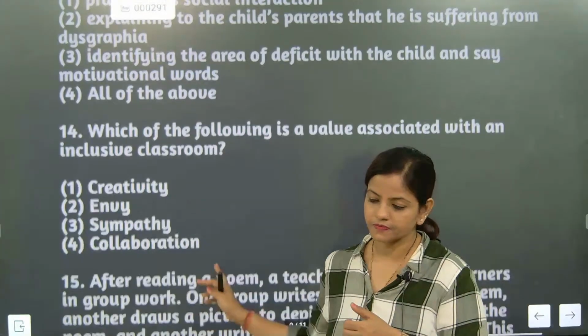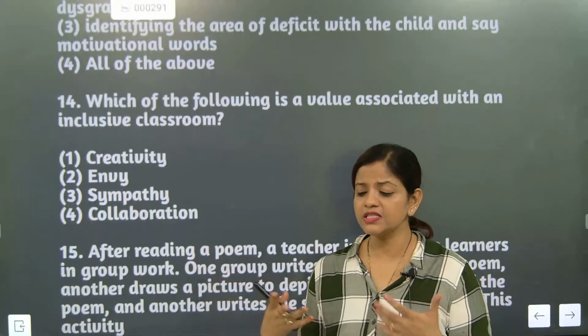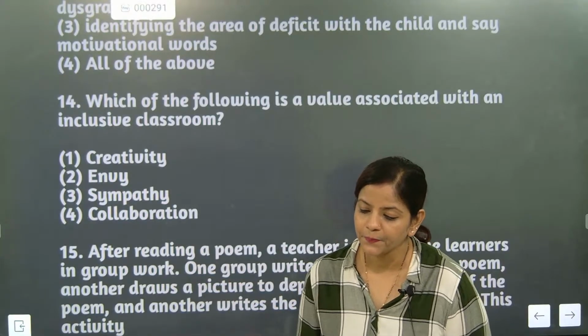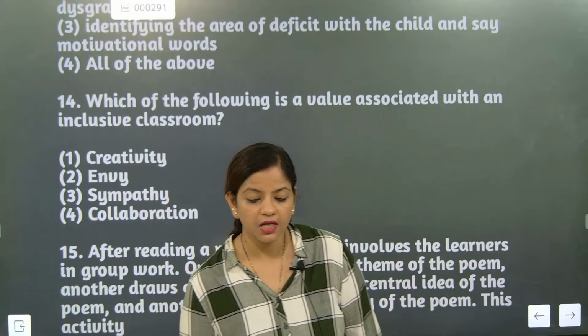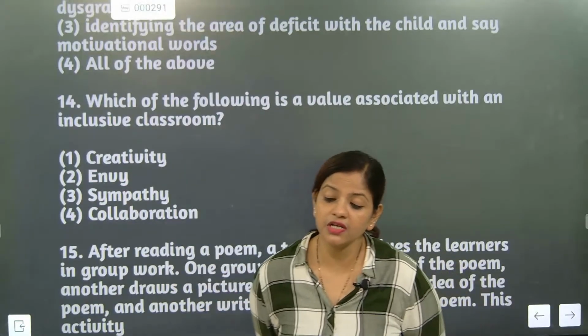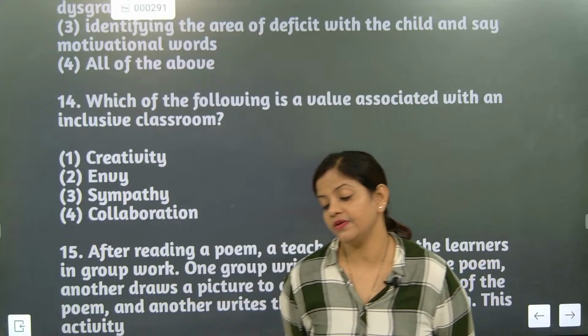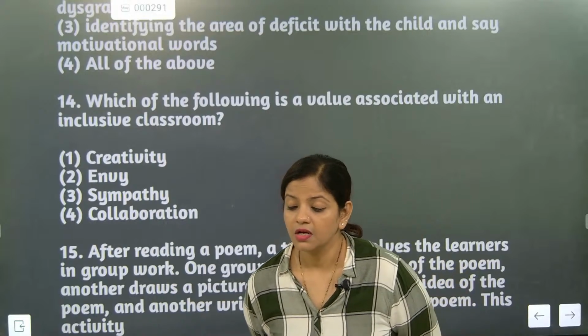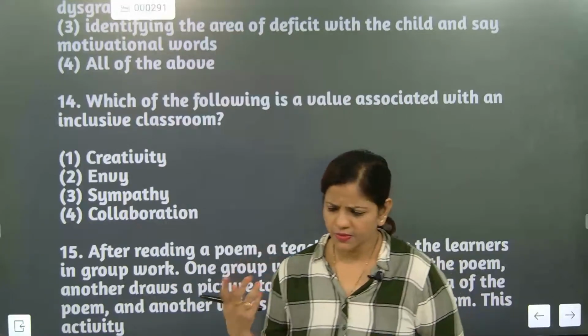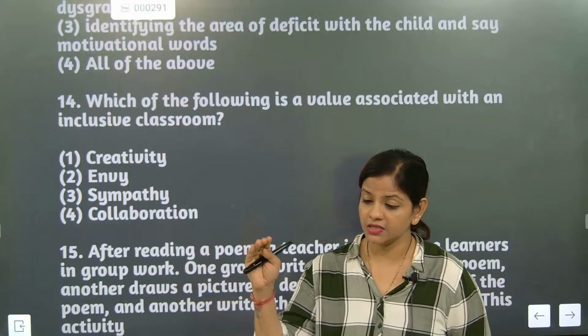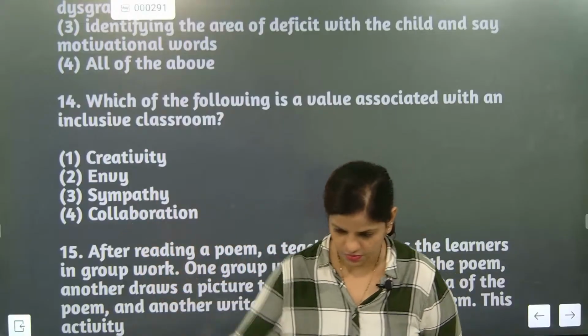Okay, which of the following is a value associated? Option A, creativity. Creativity, value associated with an inclusive classroom? Creativity is not a value. You need to understand here. If somebody tells you creativity is a value, no, creativity is a type of skill. It's not a value.